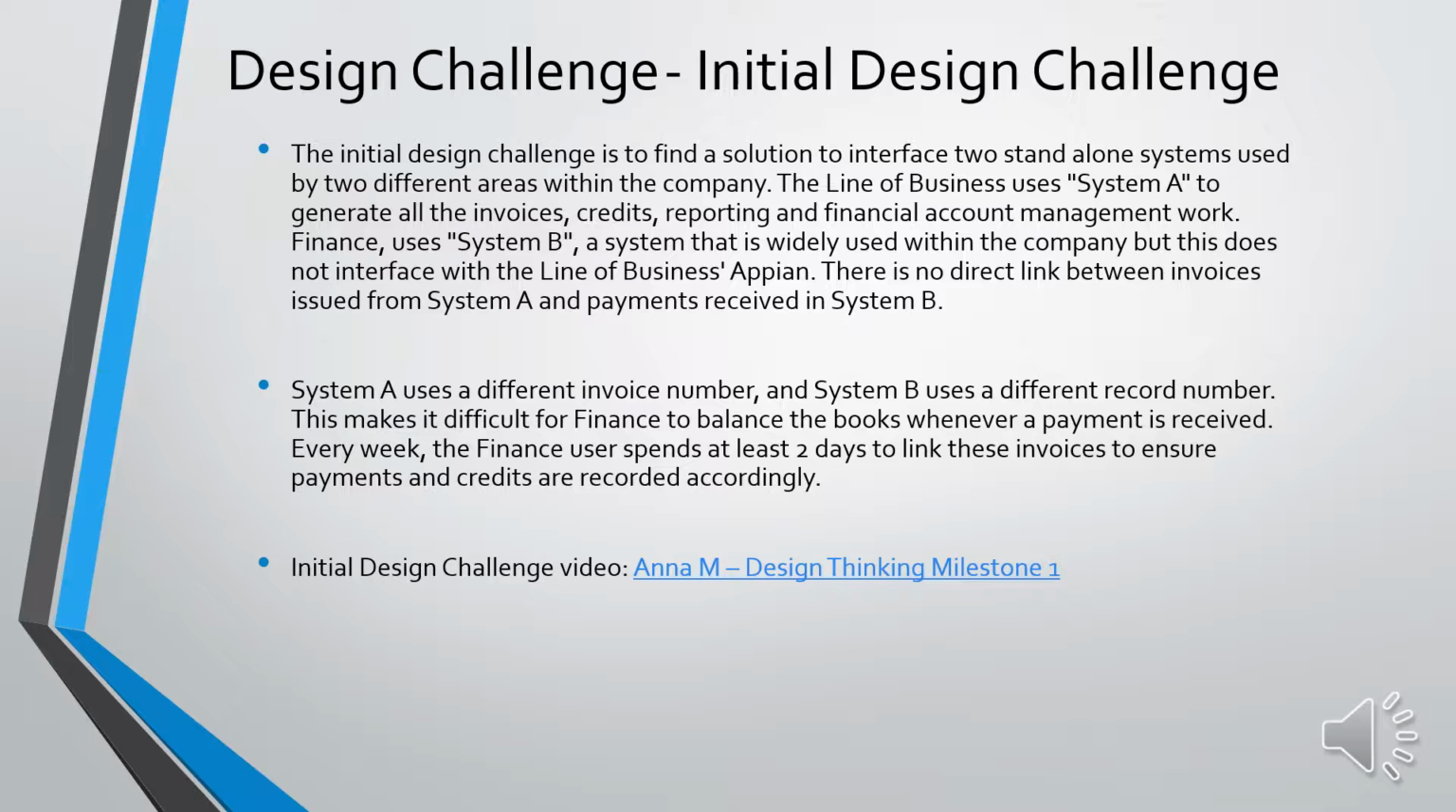Now, System B is a widely used application within the company. The trouble is System A and System B do not interface with each other. So there is no direct link between the invoices getting issued from System A and the payments that are being received in System B. And System A also uses a different invoice number, and System B uses a different record number. This makes it very difficult for finance to balance the books whenever there is a payment received.